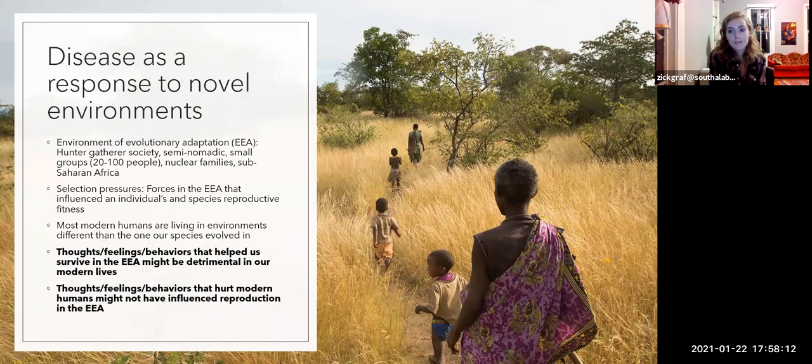So if traits that we experience today as negative didn't prevent our ancestors from reproducing and didn't cause them to be outcompeted by others who didn't have those traits, then regardless of how unhappy they make us today, they would not have been selected against in our environment of evolutionary adaptation.